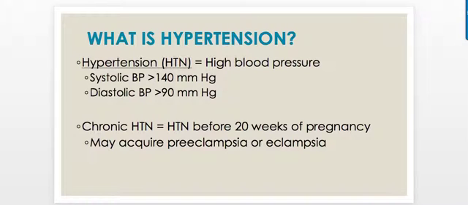Hypertension is the same as high blood pressure. It is abnormal systemic vasoconstriction. Hypertension is defined as systolic blood pressure greater than 140 millimeters of mercury or diastolic blood pressure greater than 90 millimeters of mercury. Chronic hypertension is defined as hypertension that is present before pregnancy or develops before 20 weeks of gestation. Women who have hypertension prior to 20 weeks of pregnancy are more susceptible to acquiring preeclampsia or eclampsia.